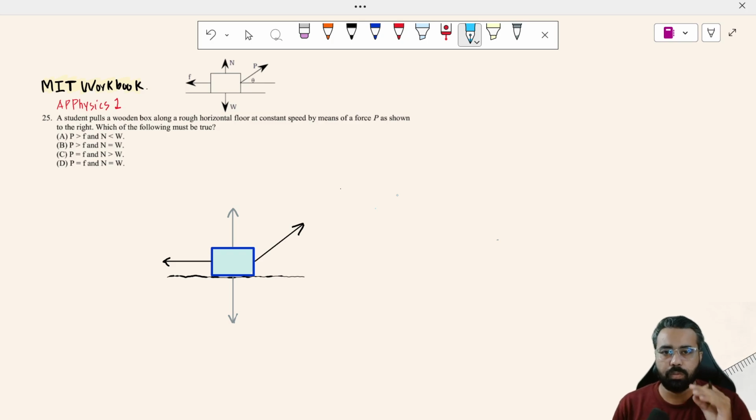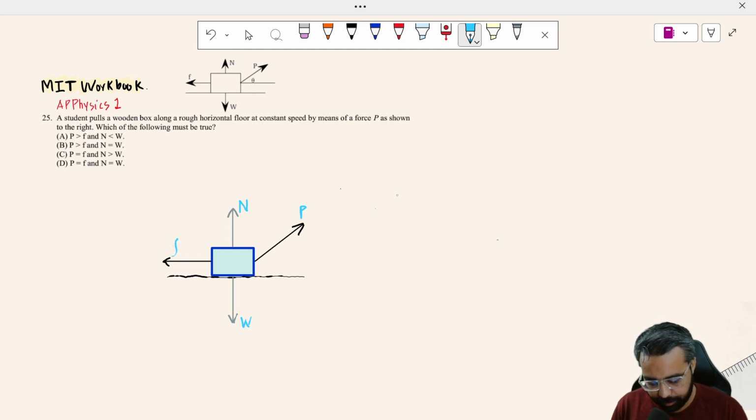A student pulls a wooden block of certain mass on this rough surface, and you can see these are the forces. This must be an applied force, and it is a normal force. This is a weight, and that must be the frictional force because it is dragged on the rough horizontal surface. They also mention that it is moving with constant speed.